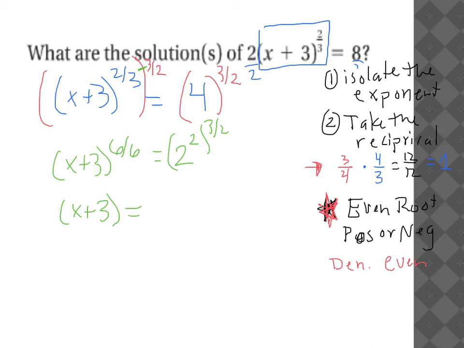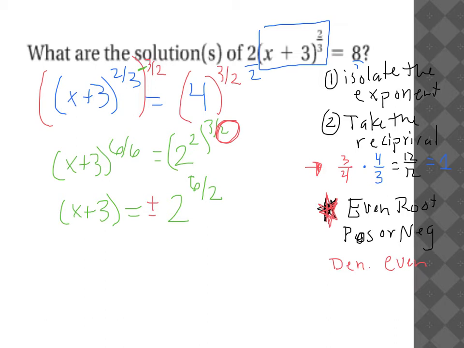So now again, the power to a power, I'm going to multiply, and I would get that this would be 2 to the 6/2. Now when I look at this, I look at the bottom of the fraction. Is that even? Yes. So I should have a positive or negative here because I need both. Whenever it's an even root, it can be either answer.